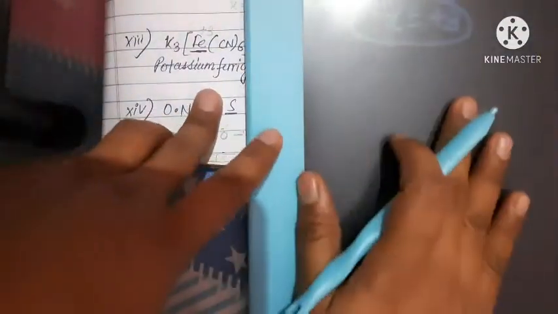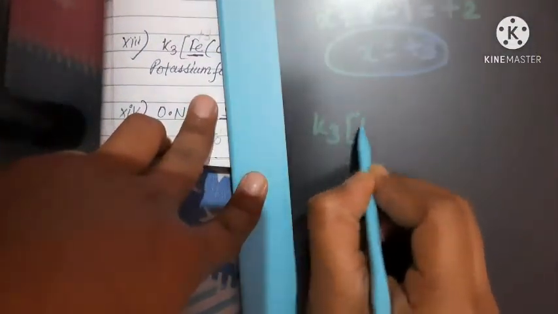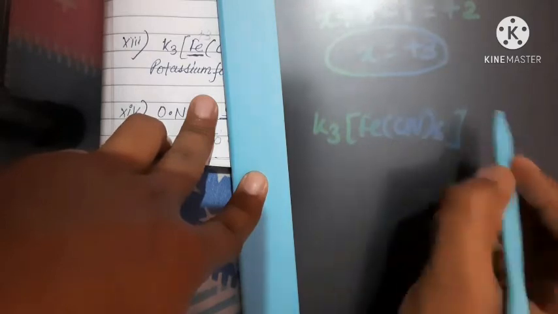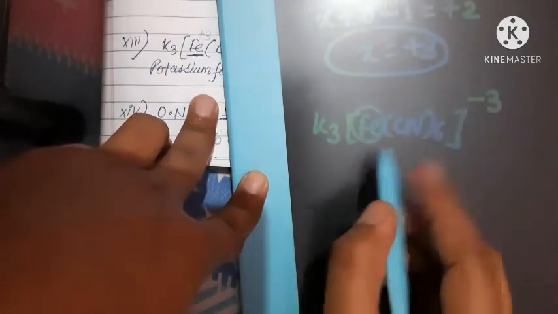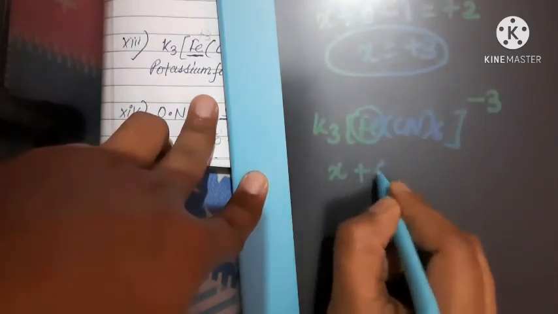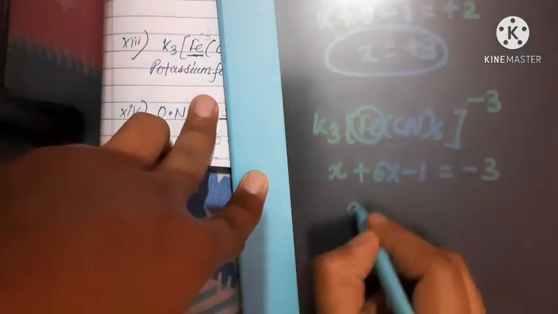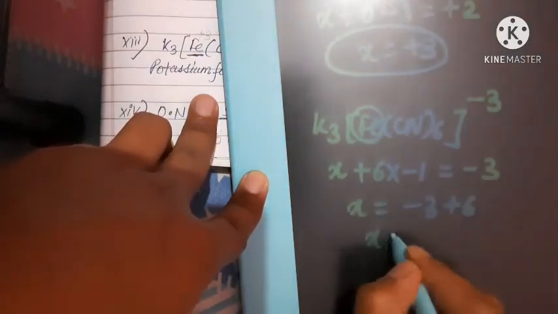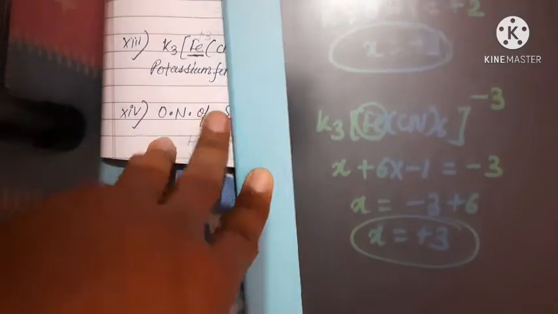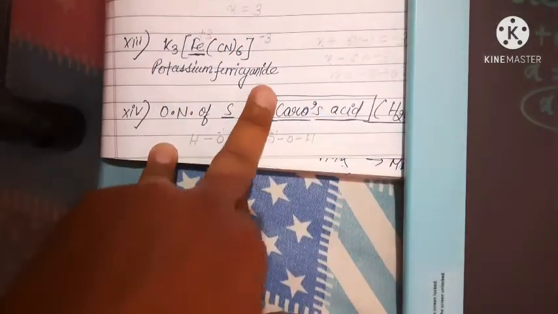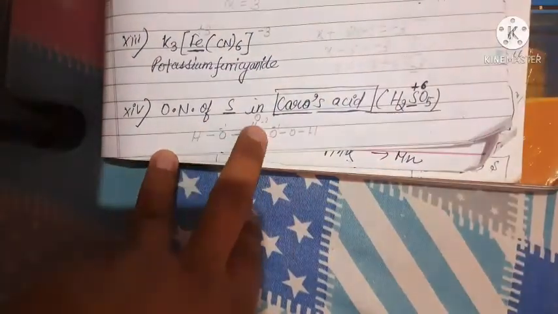K3[Fe(CN)6]. So this one is going to be minus 3. So we have to find for this. x plus 6 into minus 1 equal to minus 3. x equal to minus 3 plus 6. x equal to plus 3. Okay. Potassium ferricyanide.